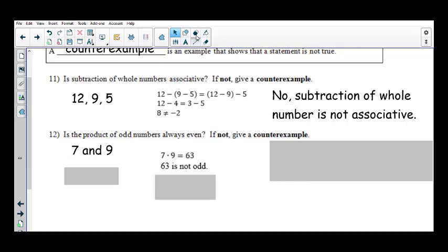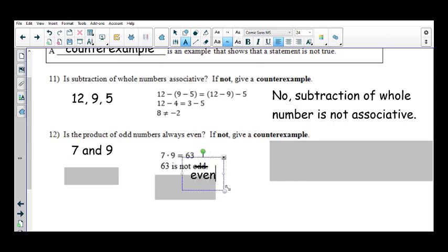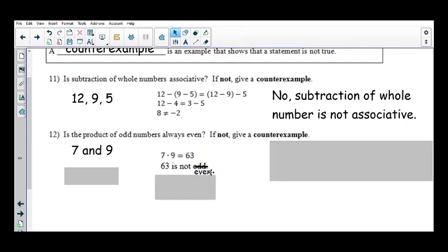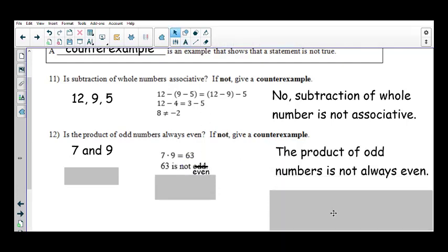Goodness, Mrs. Garcia, I'm going to fix that right now. 63 is not even. That's what happens when I type stuff up. I make some mistakes every now and then. So 63 is not even. So that means that this statement is not always true. So the product of odd numbers is not always even.